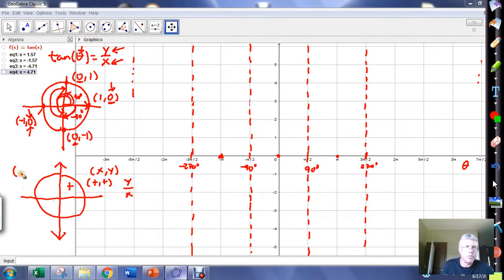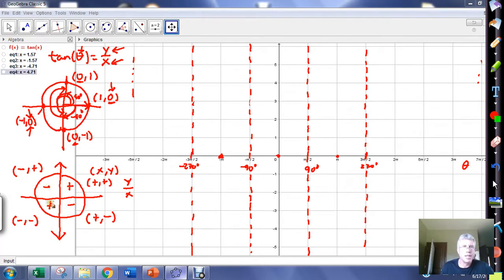But in quadrant 2, x is negative and y is positive, so the ratio y over x will be negative. In quadrant 3, both x and y are negative numbers, so the ratio y over x will be positive. And in quadrant 4, x is positive and y is negative, so the ratio y over x will be a negative ratio.